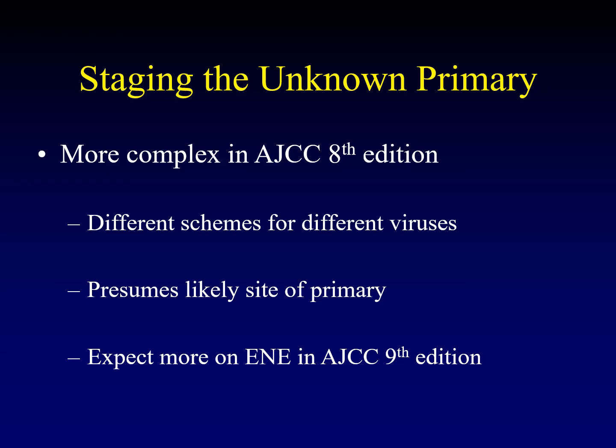So staging of an unknown primary is more complex in AJCC 8th edition, because there are different schemas for different viruses. What we do is we presume the most likely site of primary based on the viral status of the tumor. And as I alluded to, once we get to AJCC 9th edition, which should be coming out in 2025 or maybe 2026, you can expect more emphasis on extranodal extension and on imaging findings of extranodal extension, not just pathologic findings.